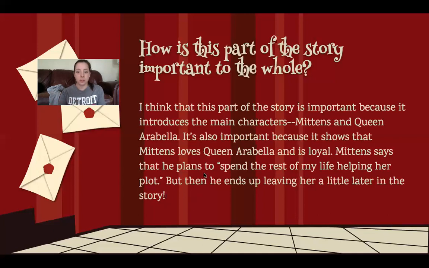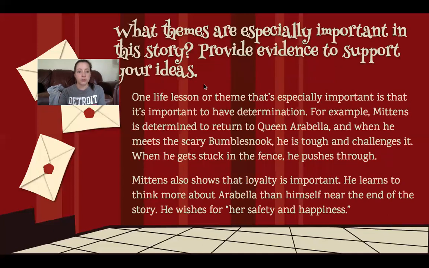Here's another proficient model. The question this person was asked was, what themes are especially important in this story? Provide evidence to support your ideas.